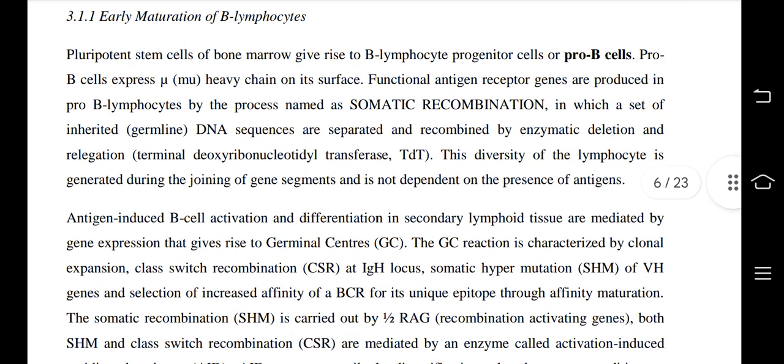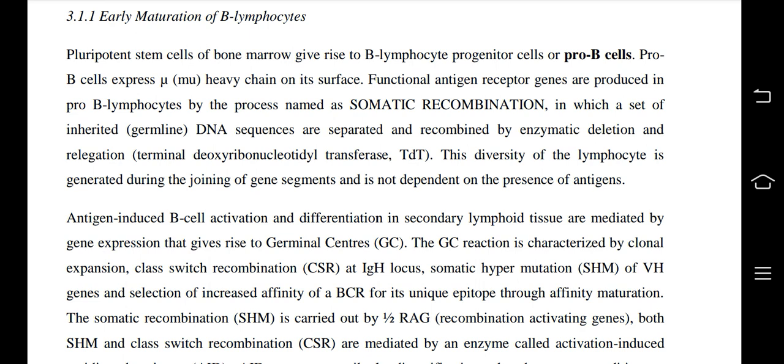So, early maturation of B lymphocytes. Pluripotent stem cells of bone marrow give rise to B lymphocyte progenitor cells, or pro-B cells. Pro-B cells express mu heavy chain on their surface. Functional antigen receptor genes are produced in pro-B lymphocytes by the process named somatic recombination, in which a set of inherited germline DNA sequences are separated and recombined by enzymatic deletion and religation.